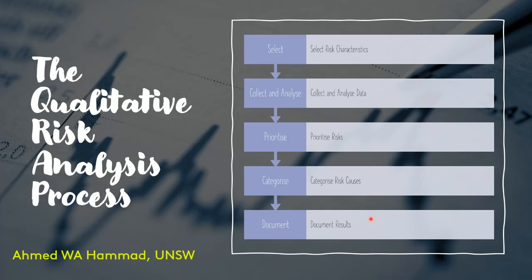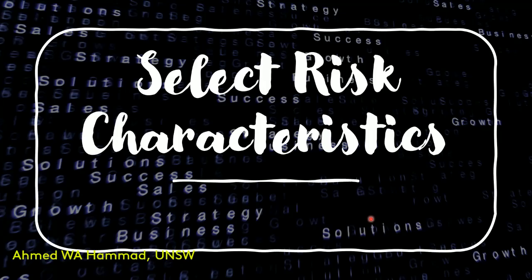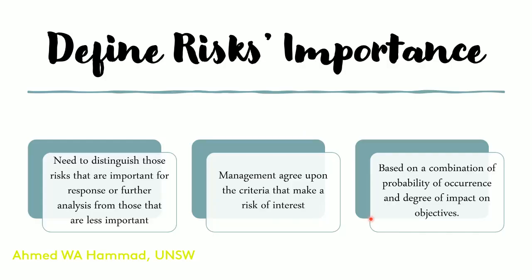Let's start off by looking at select the risk characteristics. So the risk characteristics, as I said, are defined by the organization. And they're done in a way where you'll be able to distinguish the risks that are important for response or for further analysis from those that are less important. And you do that based on the criteria that's specified by top management in an organization. So the criteria will reflect the probability of occurrence of a risk to that organization and the degree of impact on the objectives defined for that specific organization.